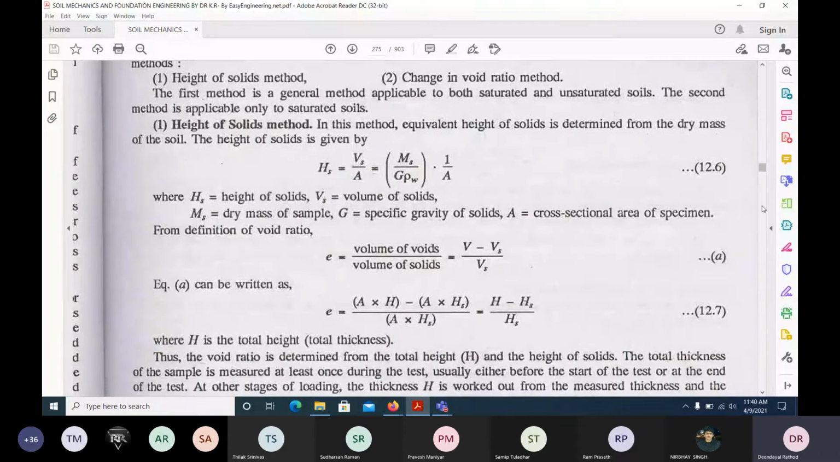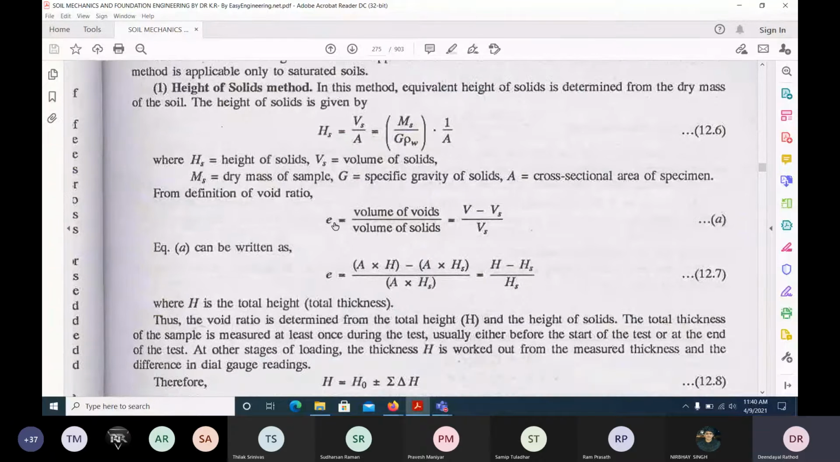Here Hs is the height of the solids, Vs is the volume of the solids, Ms is the dry mass of the sample, G is the specific gravity, A is the cross-section area. Okay. Now what is the definition of e here? Volume of voids to the volume of solids.